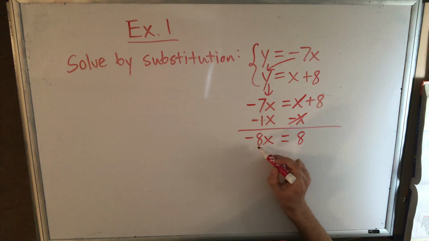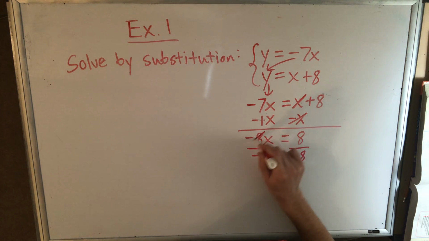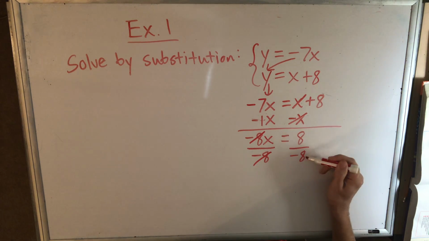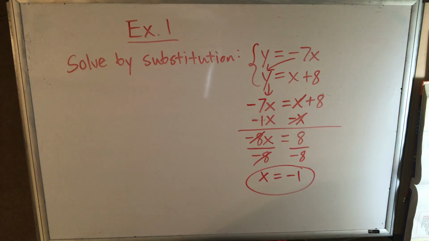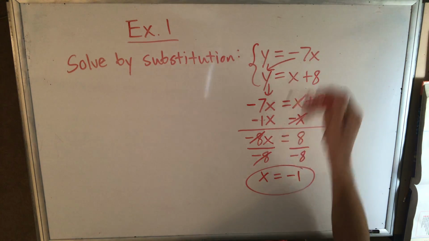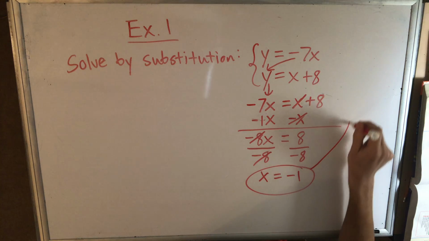And then x is being multiplied by negative 8, so to get rid of negative 8, do the opposite and divide each side by negative 8. The negative 8's cancel out. A positive divided by negative is always negative, so x equals negative 1. Now we can substitute in negative 1 for x in either of the equations to solve for y. Let's substitute it in up here.